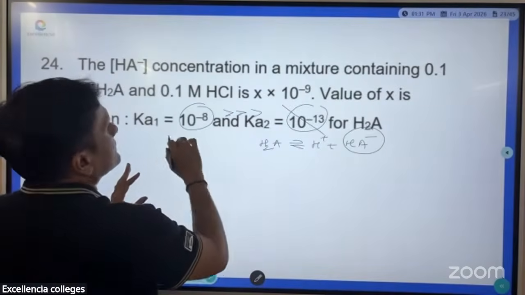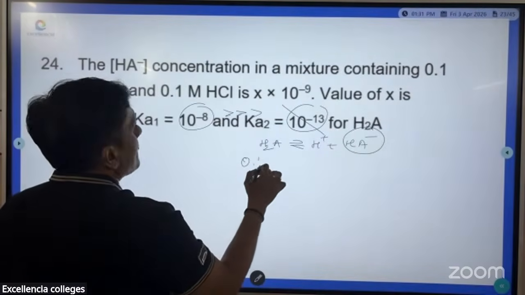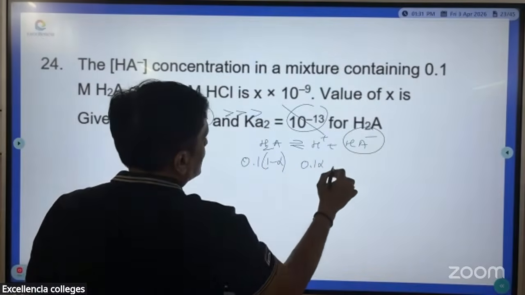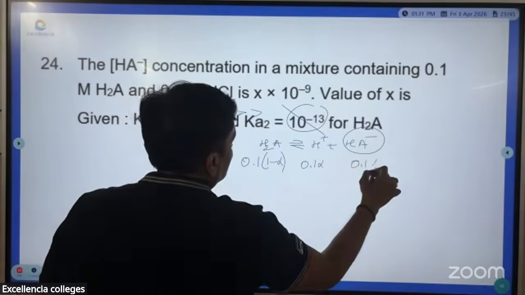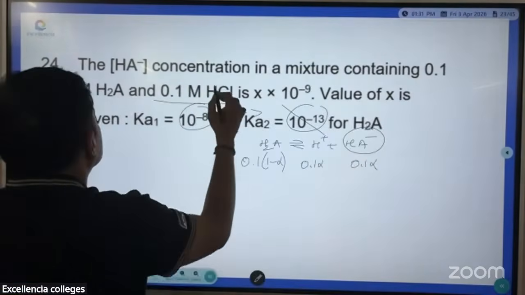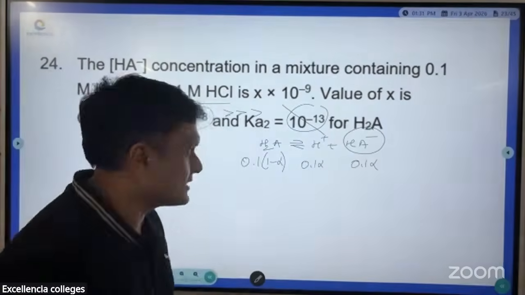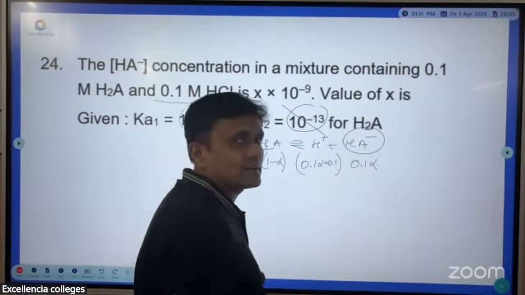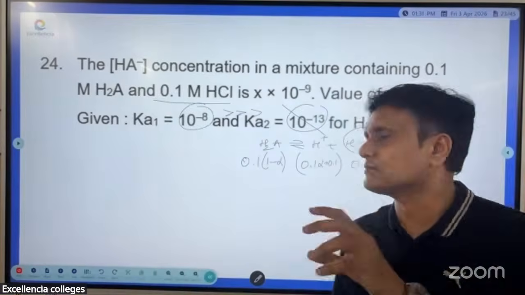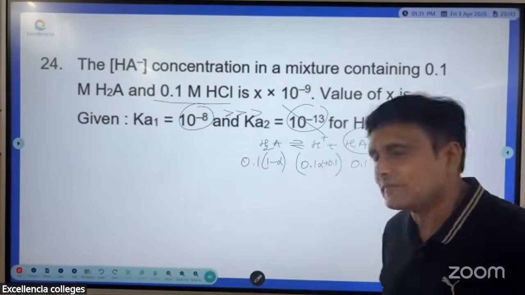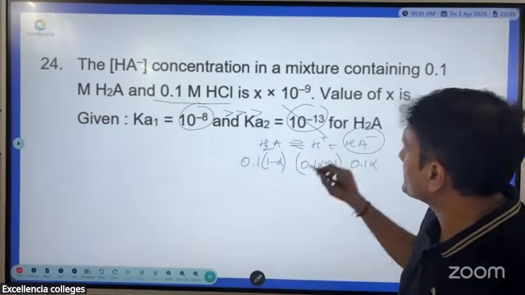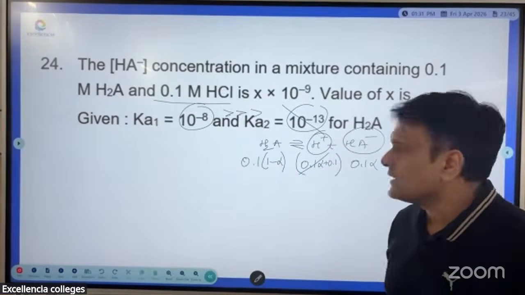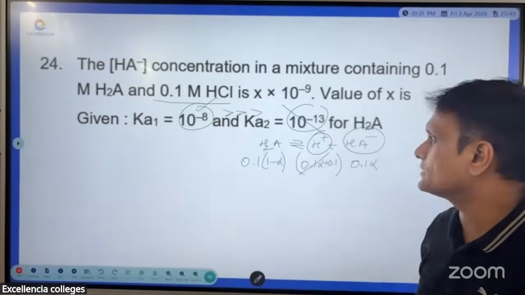Now, what is the initial concentration of H2A? 0.1 into 1 minus alpha, where degree of dissociation is alpha. How much is this? 0.1 alpha. And this also is 0.1 alpha. But you can see that it is also mixed with HCl, whose concentration also matters. So we need to write the concentration of H plus from HCl, which is 0.1. And due to the common ion effect, HCl, a strong acid, will be suppressing the dissociation of H2A. You can neglect this value, and because of the small value of this also, you can neglect this.